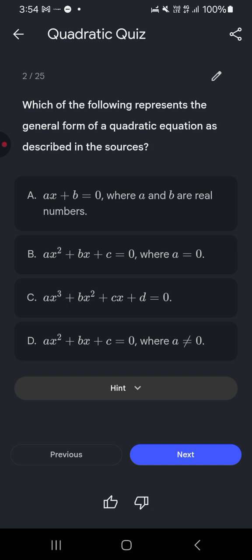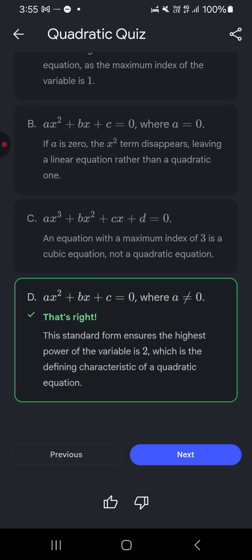Which of the following represents the general form of a quadratic equation as described? The correct answer will be D. The standard form of quadratic equation is ax square plus bx plus c is equal to 0, where a is not equal to 0.